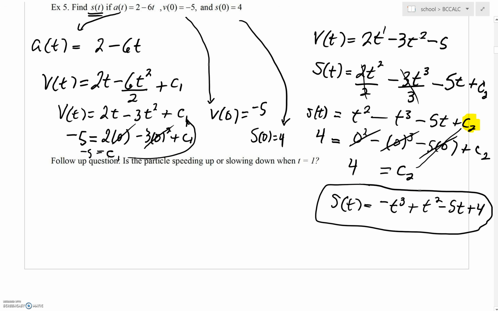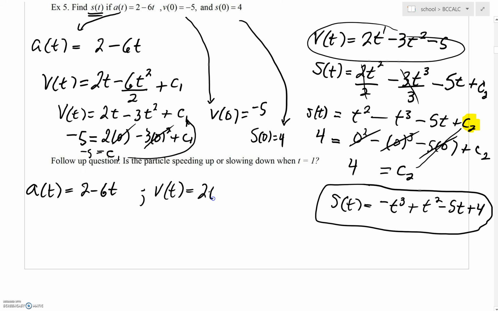One last follow-up question. Is the particle speeding up or slowing down at t equals 1? Well, acceleration was 2 minus 6t, and velocity we just found was up here, this 2t minus 3t squared minus 5. If I were to plug in a 1, I'd have 2 minus 6 times 1, that's 2 minus 6, which is negative 4.